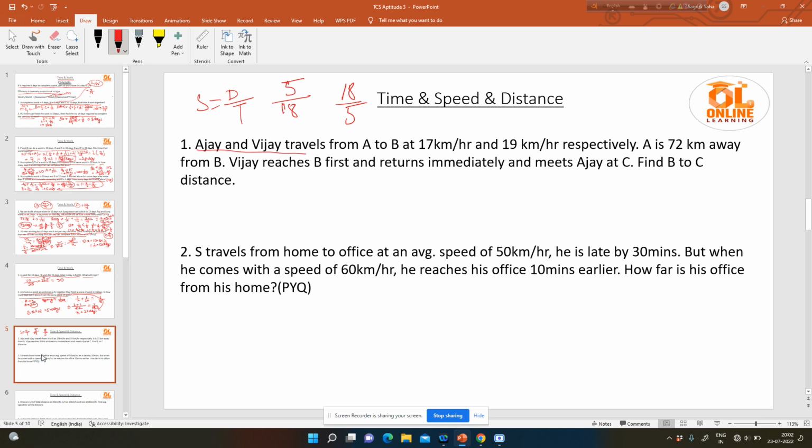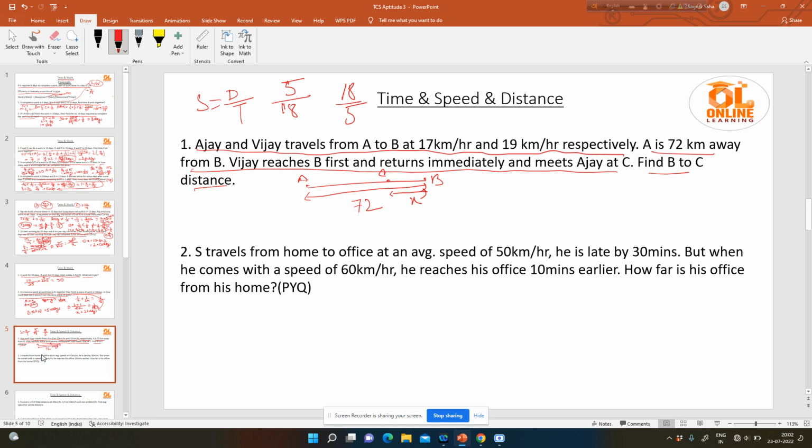Ajay and Vijay travel from A to B at 17 km per hour and 19 km per hour respectively. A is 72 km away from B. Vijay reaches B first and returns immediately and meets Ajay at C. Find B to C distance. So Ajay and Vijay travel from A to B, and the distance between them is 72 kilometers. Vijay reaches B first and returns immediately and meets Ajay at C. So they meet here. Let us consider this distance as x.